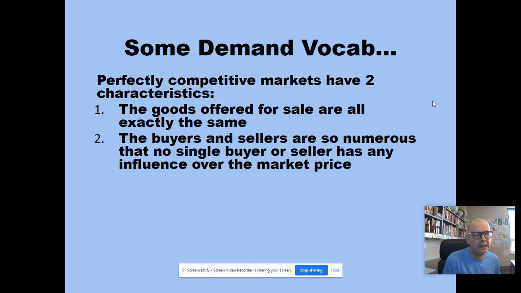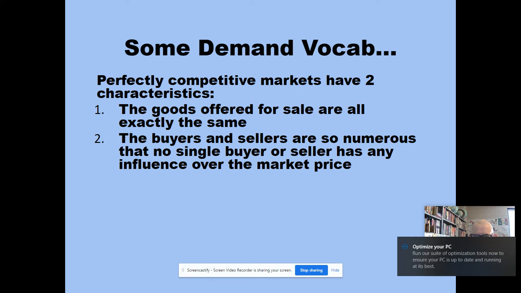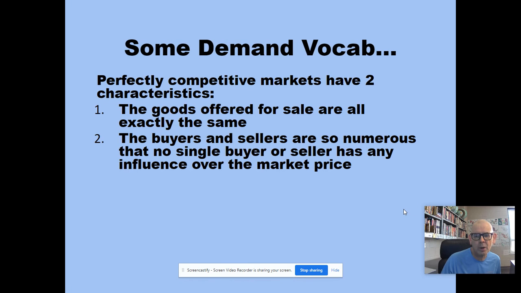We have one seller. A perfectly competitive market has two characteristics. One is the goods offered for sale are all exactly the same. Now, we're going to pretend that's the case for all the examples we use. It's not always the case, but let's pretend it is. I'm talking about something like gas. Gas is gas. Different oil companies talk about different additives, but gas is basically gas. Milk is basically milk. Tens of thousands of dairies, but milk is milk. The second thing is that buyers and sellers are so numerous in a perfectly competitive market that no single buyer or seller has any influence over the price.